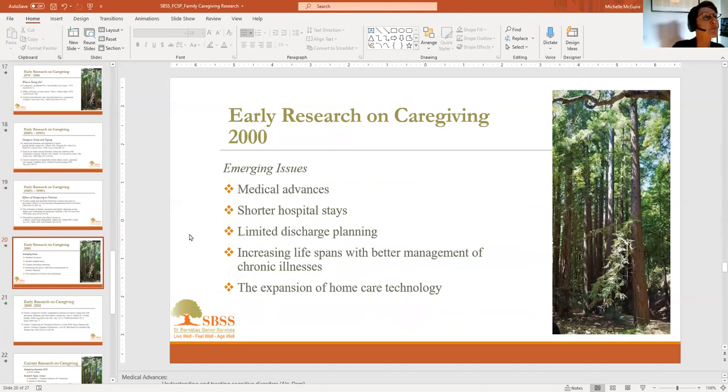So we move into the year 2000, like 2000 to 2010. We started looking closer and closer at caregiving. New issues began to emerge. For example, medical advances. We started to have a better understanding and treatment of cognitive disorders, for example, like Alzheimer's and dementia. And this led to quicker stabilization of patients, quicker discharge, and more healing and recovery at home.